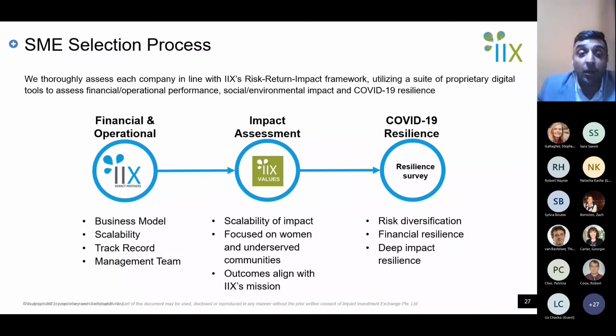With COVID-19 changing all our lives, finally, we screen the enterprises for COVID-19 resilience using our online survey, allowing us to determine the effects on the business. How are they serving underserved communities? Do they diversify their risk? How does the focus on deep impact allow the company to pivot?